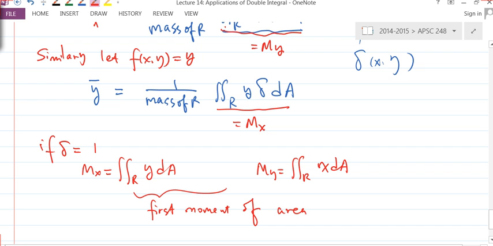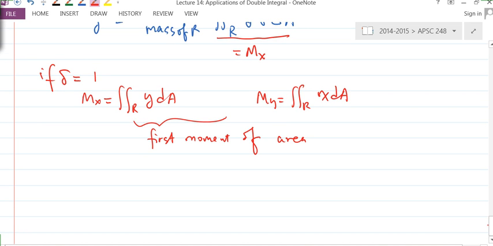These two quantities have a name: the first moment of area. Why is it the moment of area? Because we're talking about the cross section here. So you probably think, we must have a second moment of area. Yes, and that's what we're going to talk about.